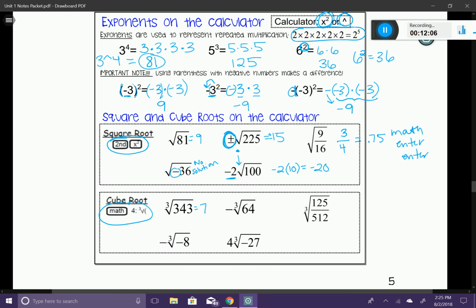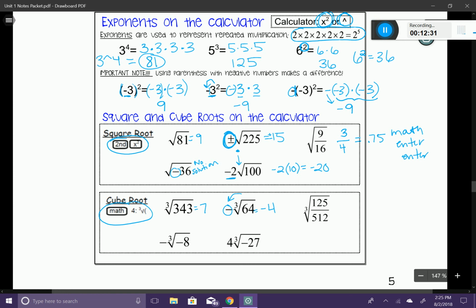How about this one? Notice how my negative is outside. So I'm going to press my negative button. Then I'm going to do my sequence of cube root symbols. So I'm going to do math, choose option 4, and then I'm going to put 64 to give me an answer of negative 4. Now, I could have covered up that negative and just done the cube root of 64 and then multiplied it by that negative 1 to get the same answer.